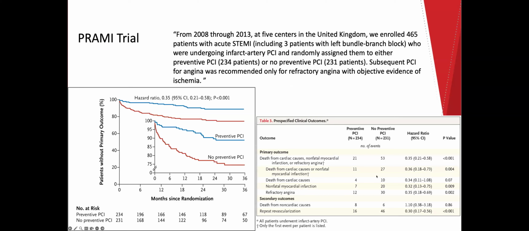The PRAMI trial, which stands for Preventive Angioplasty and Acute Myocardial Infarction, randomized patients with STEMI and multivessel disease to complete revascularization versus culprit artery-only revascularization. The trial was stopped early due to a significant reduction in the primary composite endpoint, cardiovascular death, non-fatal MI, or refractory angina, with complete revascularization, with significant reductions in non-fatal MI and refractory angina, and a trend in reduction in the rates of cardiovascular death.